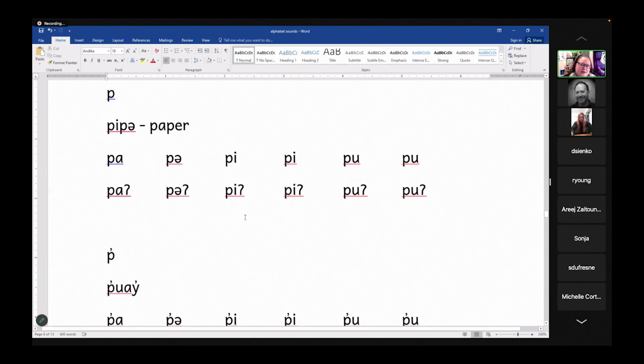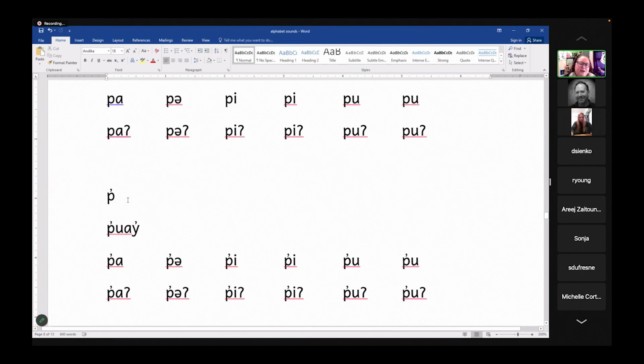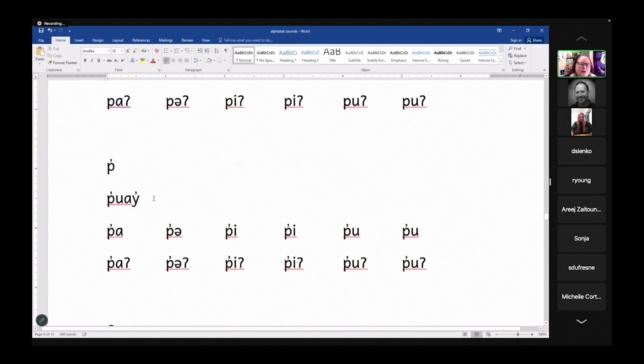And just like with some of the other letters, we do have the glottalized form of that, which is kind of like a popping sound, like we have for white. White is flounder. White.